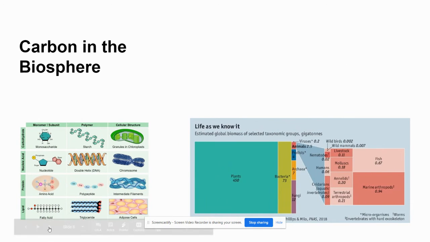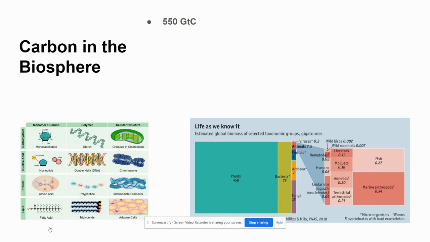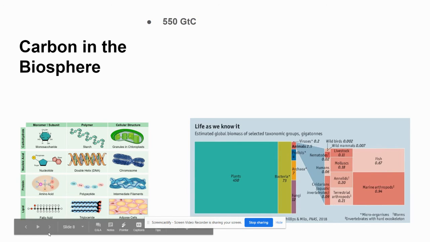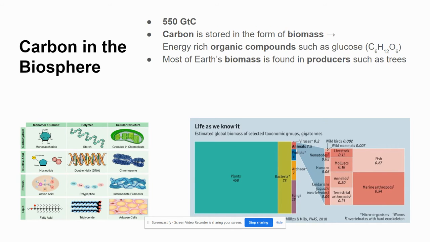So, carbon in the biosphere, that is the living things, carbon in the living sphere. The carbon in the biosphere is 550 gigatons of carbon. That is less as compared to the other spheres. Carbon is stored in the biosphere in the form of biomass, which is the energy-rich organic compounds such as glucose.